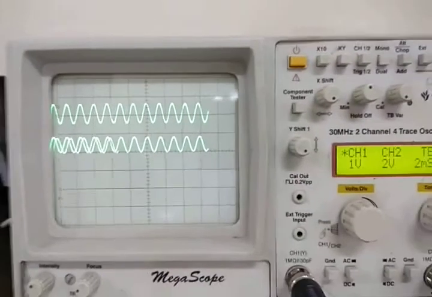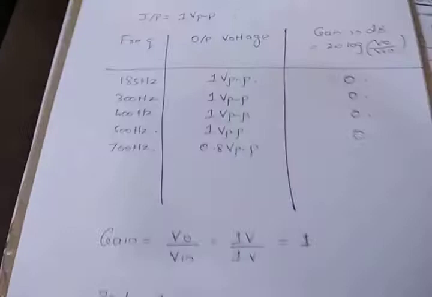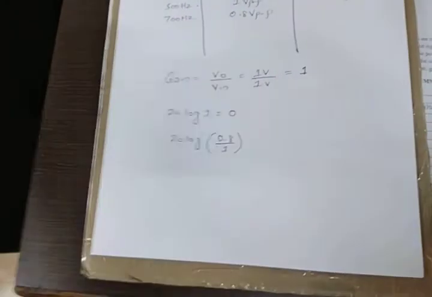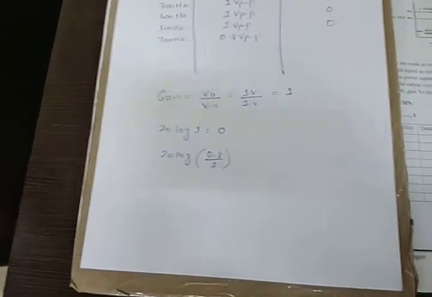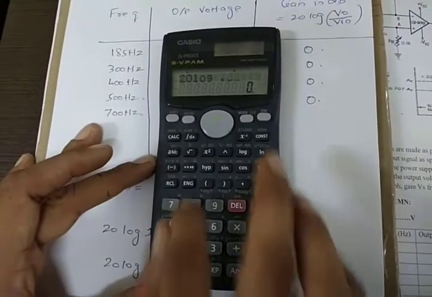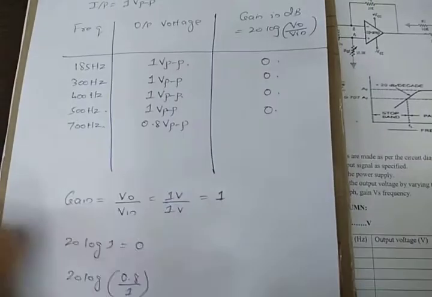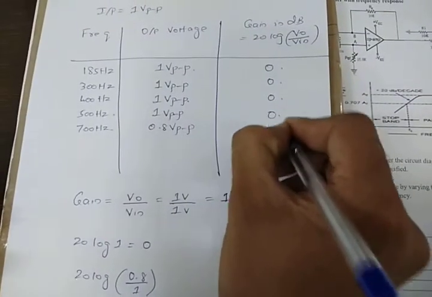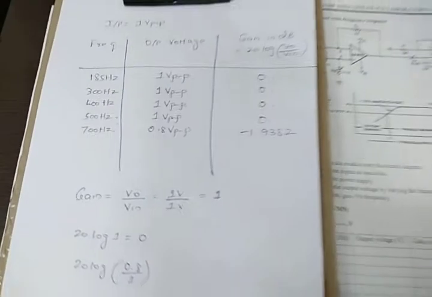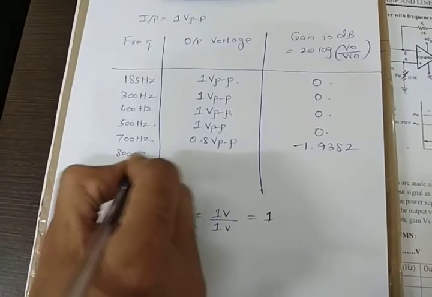So for this, again calculate the 20 log V0 by Vin. So if we calculate 20 log of 0.8 divided by 1, how much will this value be? 20 log of 0.8 comes out to minus 1.9382. So what it indicates, students, is that if we take next 800 hertz, again it will decrease. Right? We can check that.